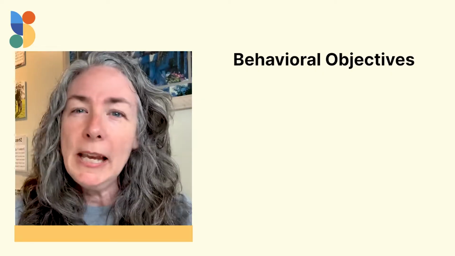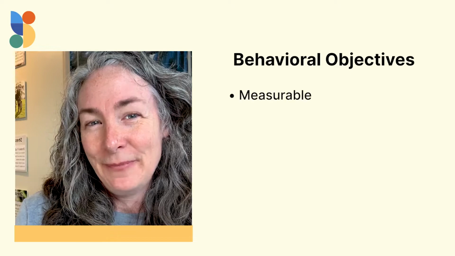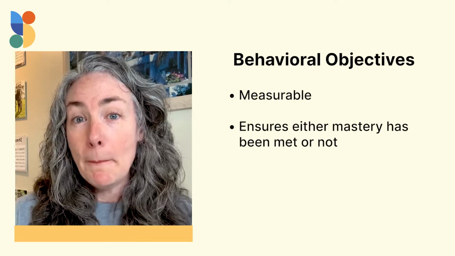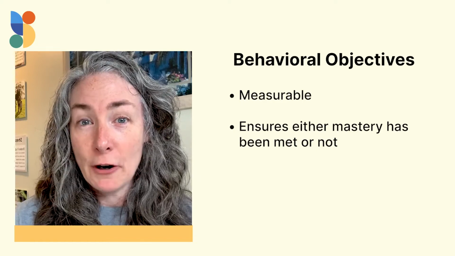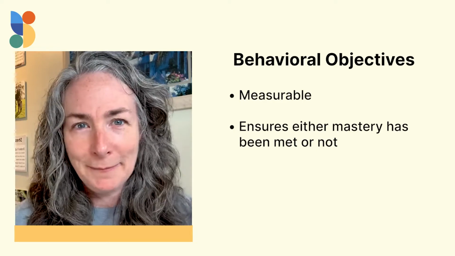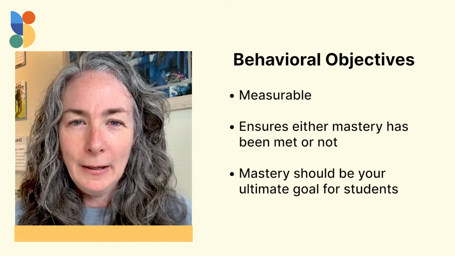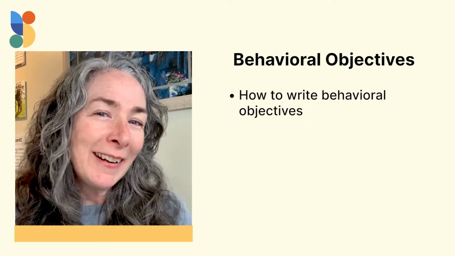Let's dig deeper into the design aspect, specifically when we're talking about writing objectives. Behavioral objectives. They should be measurable. And if they're not measurable, they're simply goals. Measurable objectives ensure either mastery has been met or hasn't been. Mastery should be the ultimate goal for students. So how do you write behavioral objectives?